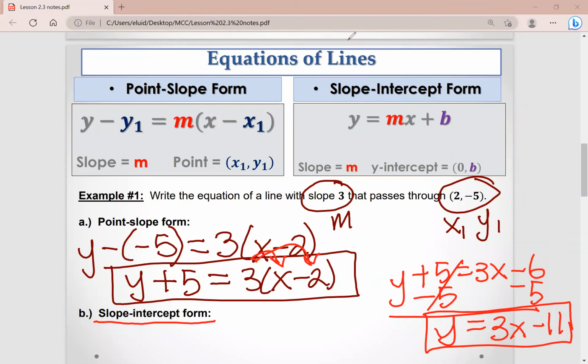So our m, of course, is still 3, but now we can tell the y-intercept b is actually -11. So this line would cross the y-axis at -11, and the slope would be +3 or +3 over 1. So we would be going up 3 over 1 if we were to make this graph.